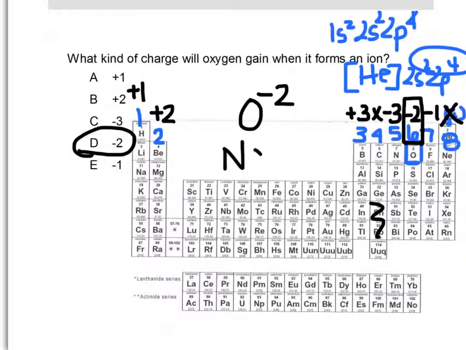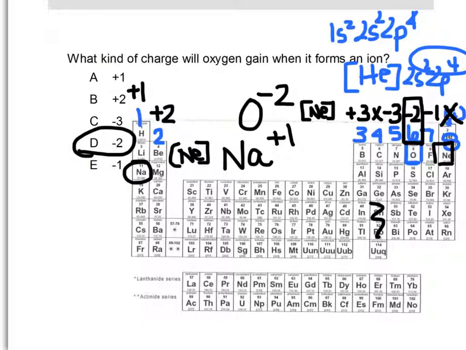What would sodium do? Sodium is in our first column. Sodium would tend to lose 1 and get a +1. If it did that, it would now look like the noble gas right before it, which is neon. If oxygen gained 2, by the way, it would also look like neon. Oxygen would now have, with its extra 2 electrons, the same electron configuration as neon.